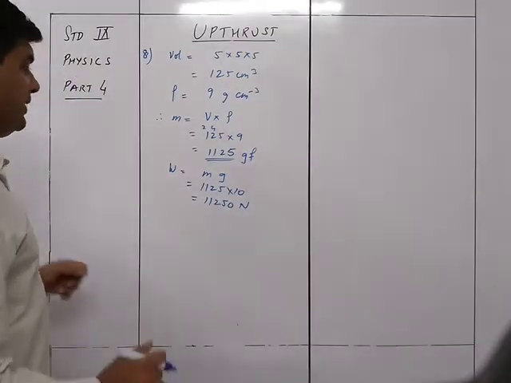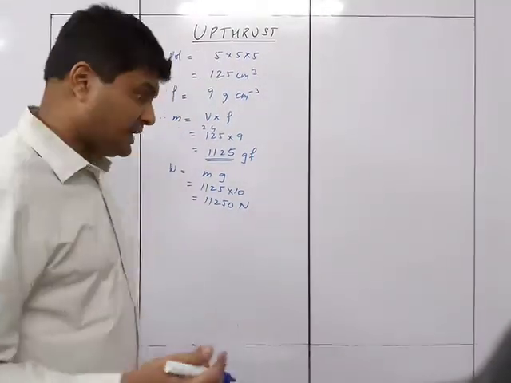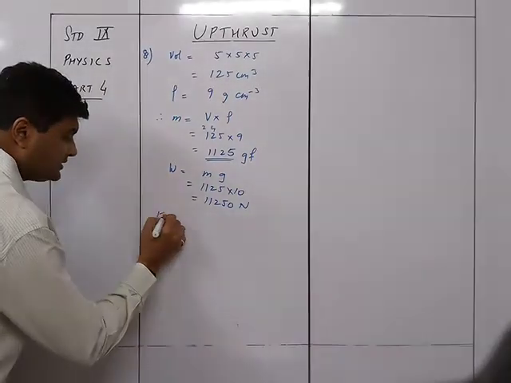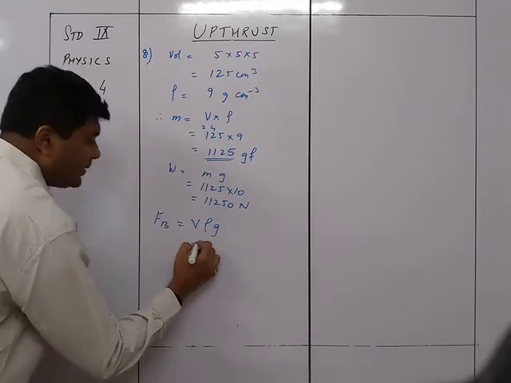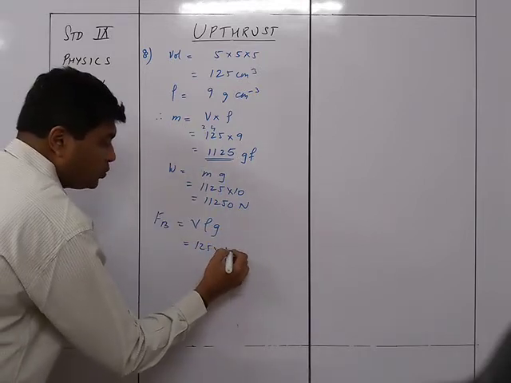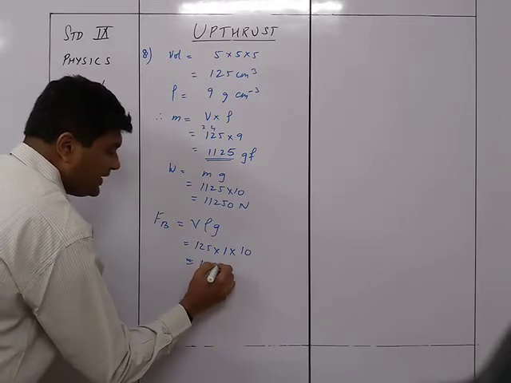The next thing we need: if I am immersing it in water, what will happen? We will have an upthrust. So upthrust FB is equal to V rho G. Now V is given as 125, rho is 1 and G is 10. So it is equal to 1250 Newton.